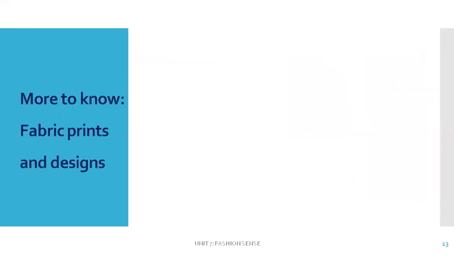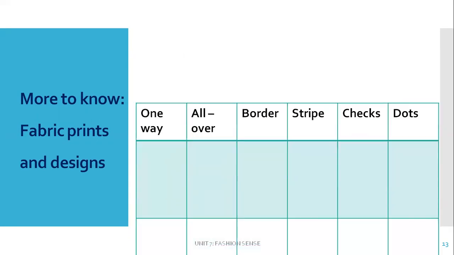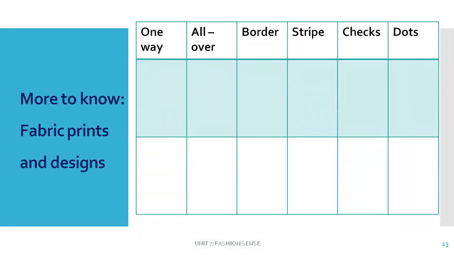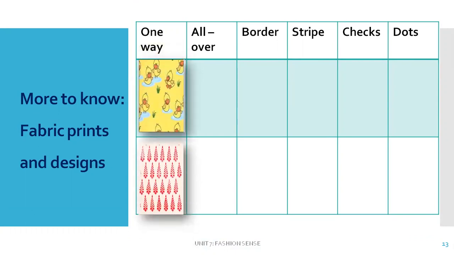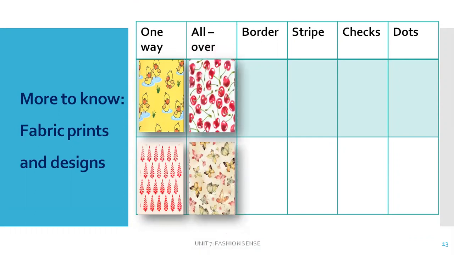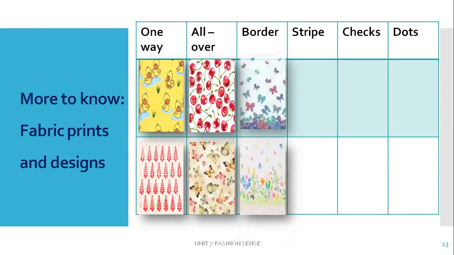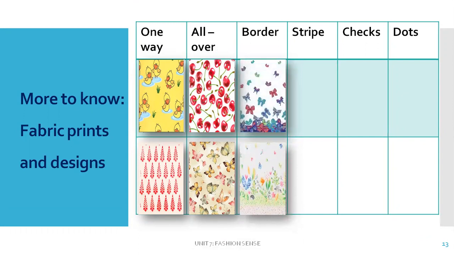More to know? Fabrics are available in a variety of prints and designs. One-way design is when the design goes in only one direction all over the fabric. All-over design is when the design is all over the fabric and goes in any direction. Border design is when the design concentrates on the border of the fabric.